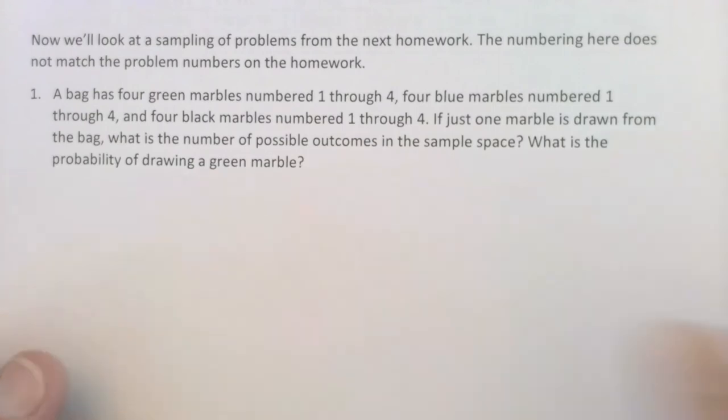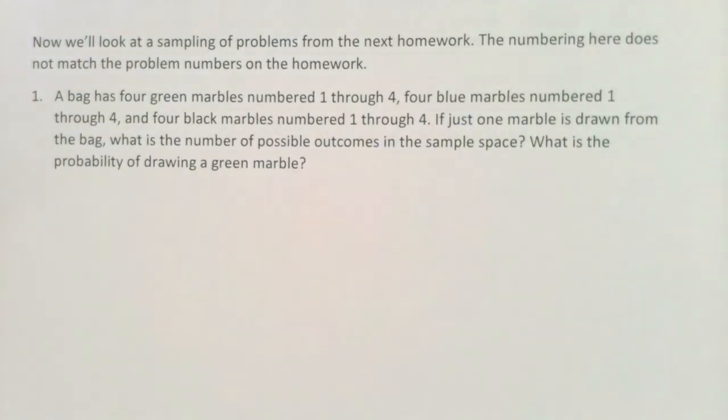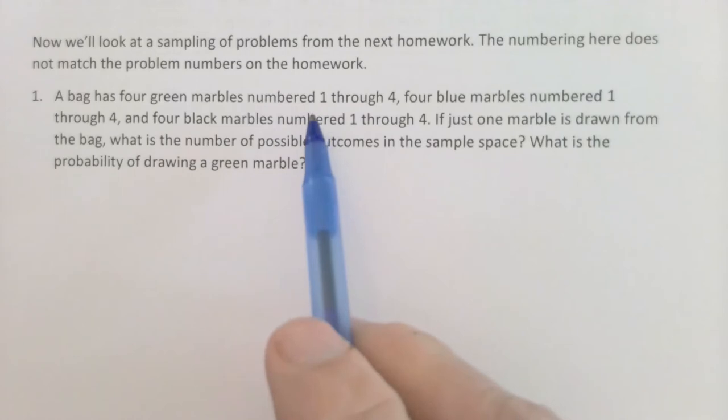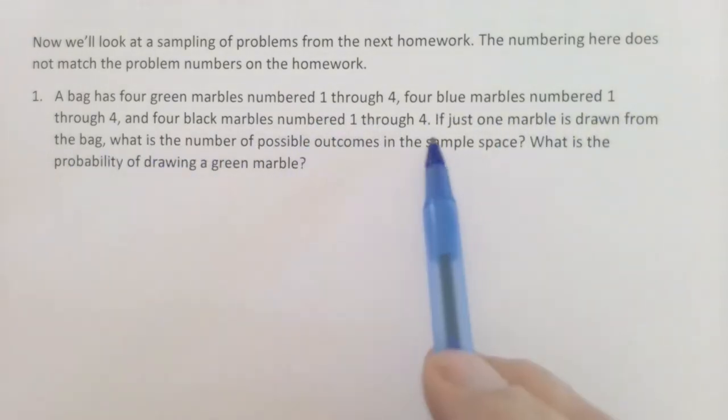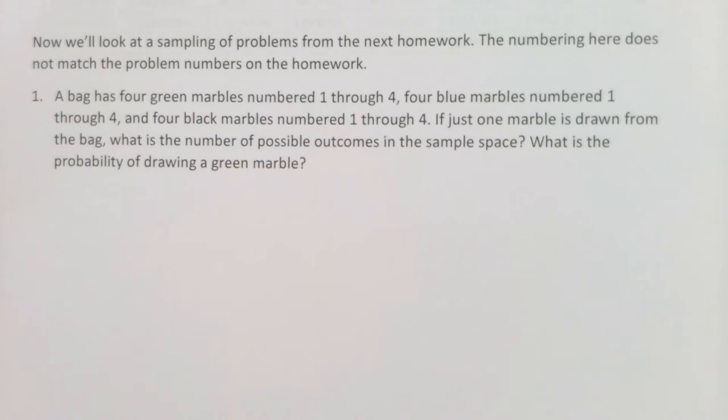All right, now some homework problems. The numbering here doesn't necessarily correspond to the numbers that my students will have, but most of these problems are very similar. A bag has 4 green marbles numbered 1 through 4, 4 blue marbles numbered 1 through 4, and 4 black marbles numbered 1 through 4. If just one marble is drawn from the bag, what's the number of possible outcomes in this sample space? That's the first question.